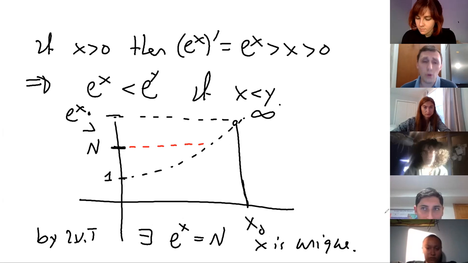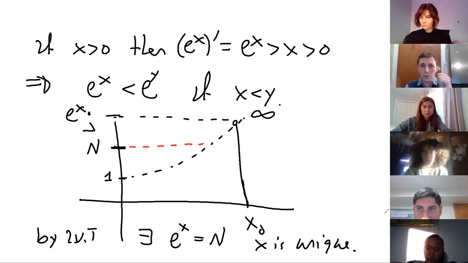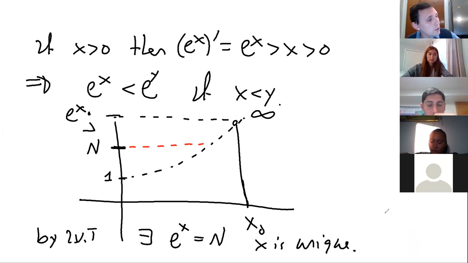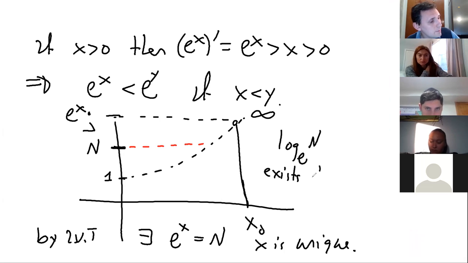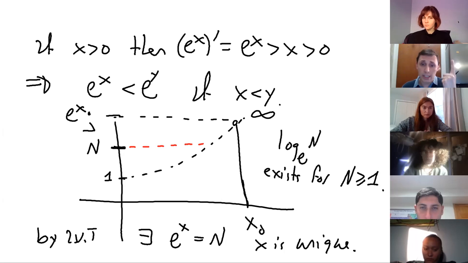By the fact that I know that the limit goes to infinity tells me that I will be able to attain every value bigger than one. You see, for a moment here, I calculated from zero onwards. So for any value bigger than one, e to the x will equal it for some unique x. So what I just verified by intermediate value theorem is that log base e of n exists for n bigger than or equal to one. In other words, the logarithm is unique.